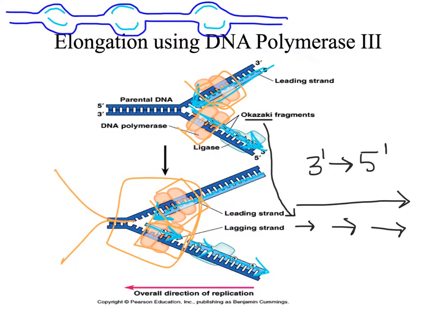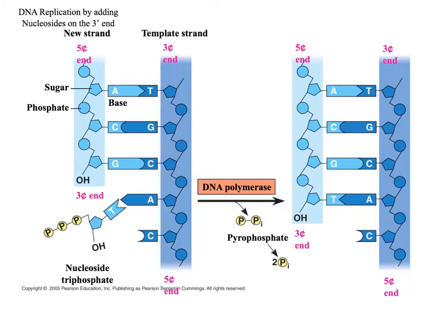It says this enzyme works at a rate of about 500 nucleotides being added per second. So every second we're adding in 500 adenine, thymine, guanine, cytosines, whatever the combination is. DNA replication happens by adding nucleotides on the 3' end. So you have your new strand, and you have your template strand, which is just another way of saying your old strand. The two sides of the double helix are said to be anti-parallel.